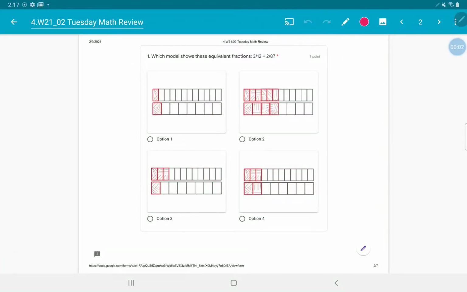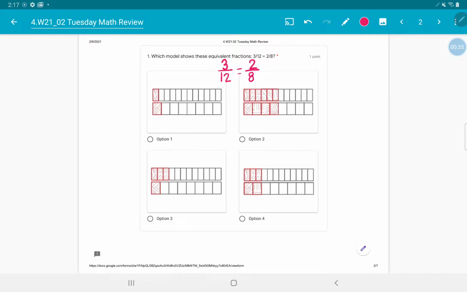All right, the first question asks you which model shows these equivalent fractions. 3/12 equals 2/8. What does equivalent mean? What does equivalent mean, Cash? The same, or what's another word for the same, Owen? Equal. Very good. Both of those, the same and equal, would be words that describe equivalence.